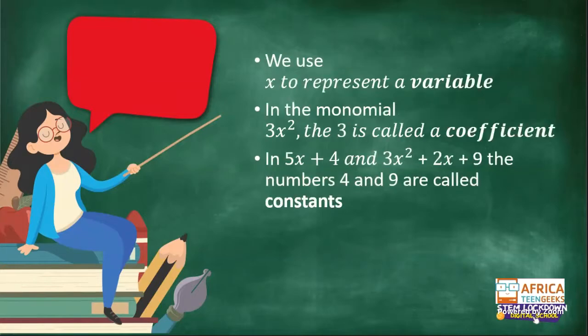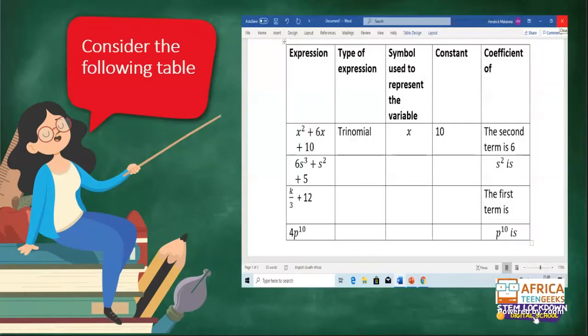Now we use x to represent the variable, as you know, and in this monomial here, 3x squared, 3 is called a coefficient. We call 3 a coefficient, that is a number that is next to the variable. And in 5x plus 4 and 3x squared plus 2x plus 9, the numbers 4 and 9 are known as constants. So these numbers are constants, and of course, we know them as such. Consider the following table. Can you complete this table, please?